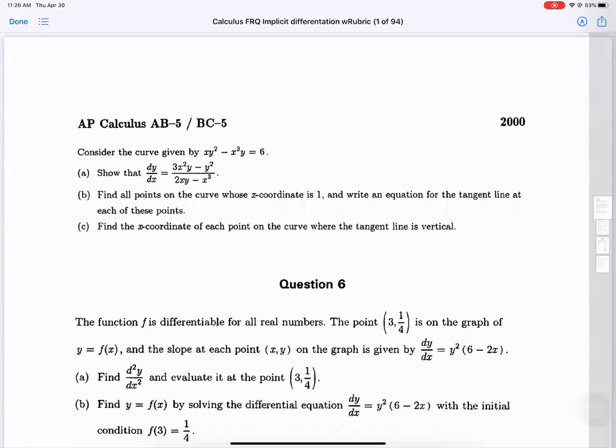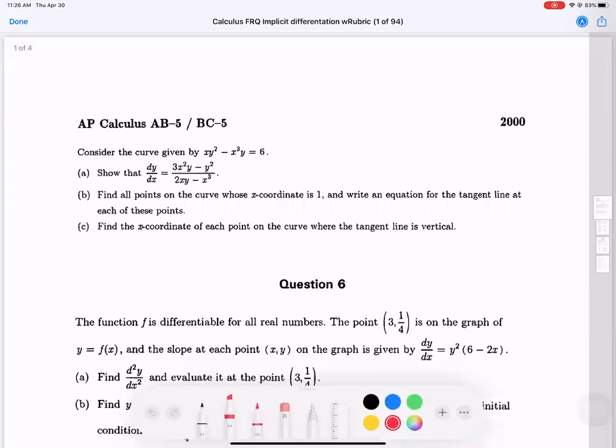So on your homework, there are kind of similar questions. We're going to take a look at what they're asking. First one, hey, implicit. Let's take the derivative, right? Show that y prime. Next one, find all the points of the curve where the x coordinate is 1, and then write the equation for the tangent line at each of these points. So we're going to write a tangent line equation: y minus y1 equals m times x minus x1. Then find the x coordinate for each where the tangent line is vertical. Just a reminder, a vertical tangent is when the derivative has a 0 on the bottom.